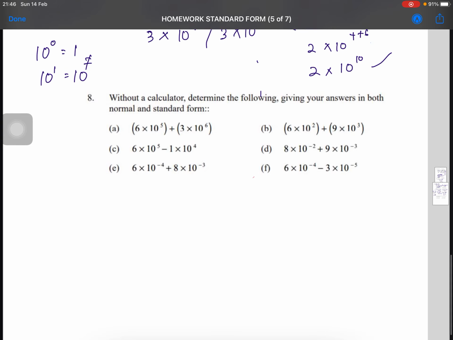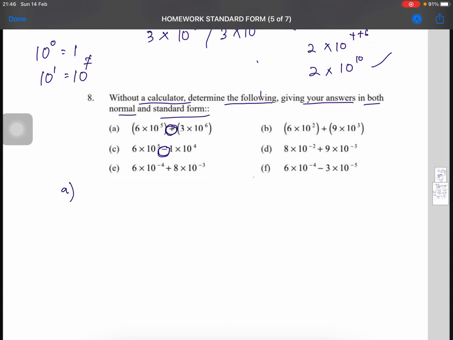Alright. Now we move to the last question. Question 8. Without a calculator, determine the following, giving your answer in both normal and standard form. Okay, for A, if we look here, we have operation addition, we have operation subtraction. Okay, never mind.